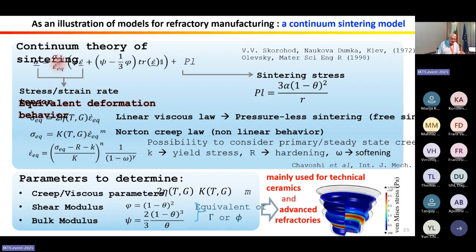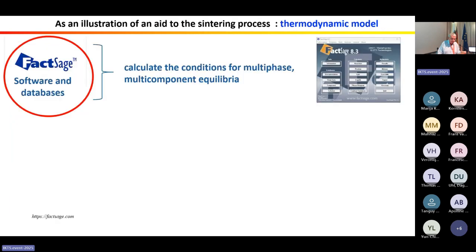We can take into account the creep with the Norton creep law, which is, of course, a nonlinear behavior. And we have to determine three parameters: creep viscous parameter, shear modulus, and bulk modulus. So we are able to describe the sintering of the material. But this type of model is mainly used for technical ceramics and advanced refractories.